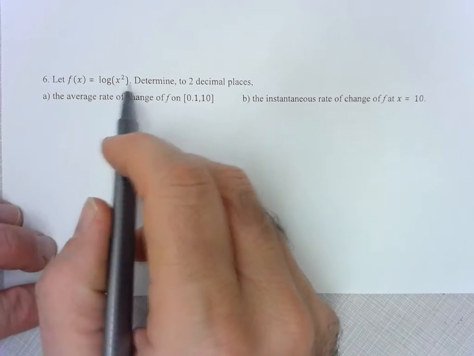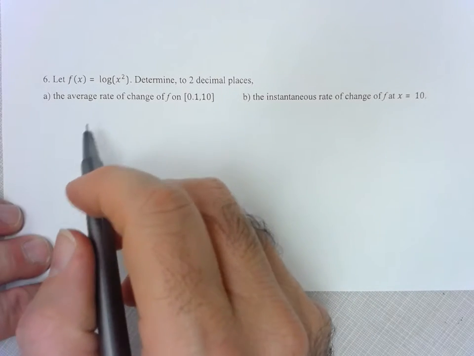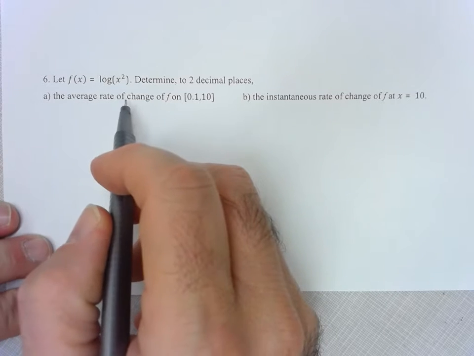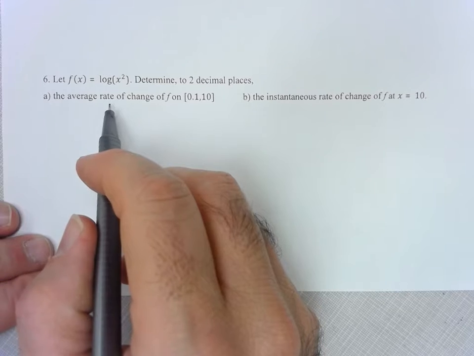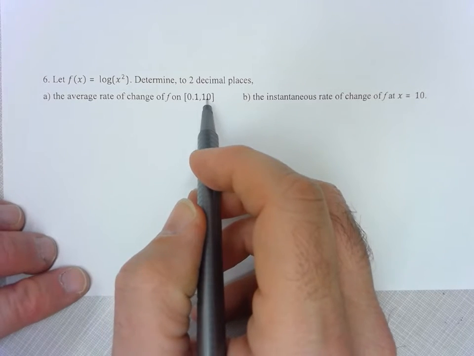Okay, so here they're giving us this function and they're asking us to determine two rates of change. The first one is an average rate of change. When they're asking for an average rate of change or a slope of a secant, they need to give you a starting point and an ending point.